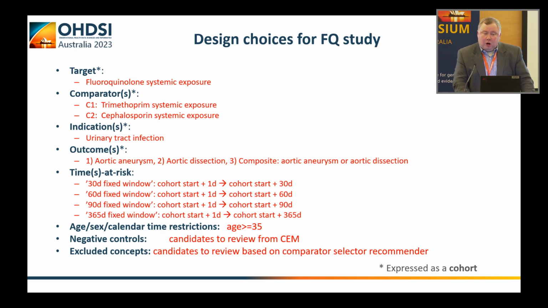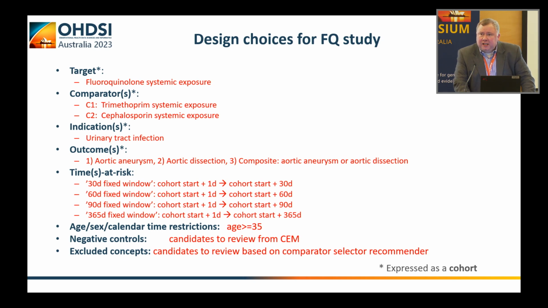So here, our target was fluoroquinolone systemic exposure. We had 2 different comparators, different alternative antibiotics. We had an indication, which was urinary tract infection. And as Jack showcased, we actually had 3 different outcomes. We looked at aortic aneurysm alone, aortic dissection, and the composite of combining those things together. We examined 4 time at risk windows. We specified a restriction that everybody had to be over 35. We sampled a collection of negative controls, and the comparator selection tool told us what things to remove.